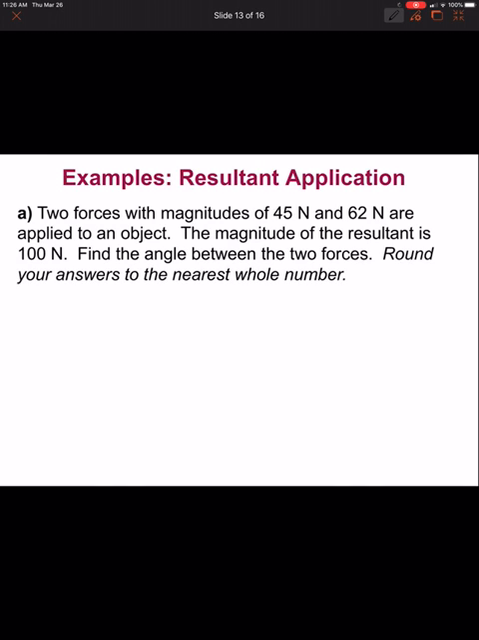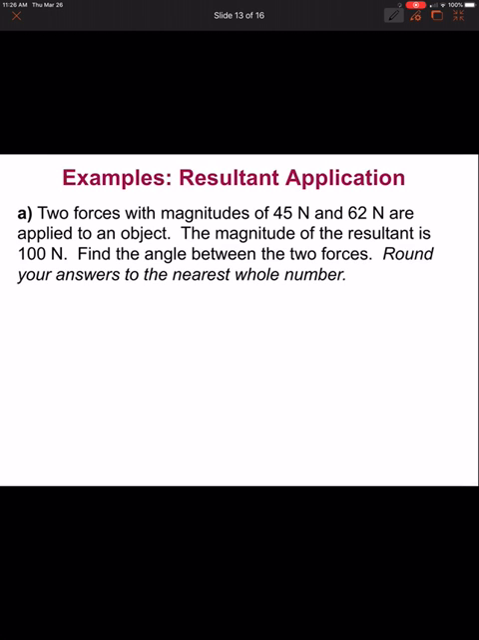All right, let's take a look at the example here of vectors, application of vectors. It says here that two forces with magnitudes of 45 newtons and 62 newtons are applied to an object. The magnitude of the resultant is 100 newtons. Find the angle between these two forces. Round your answers to the nearest whole number. So we're looking at the direction, right? We want to know the angle between the two forces.